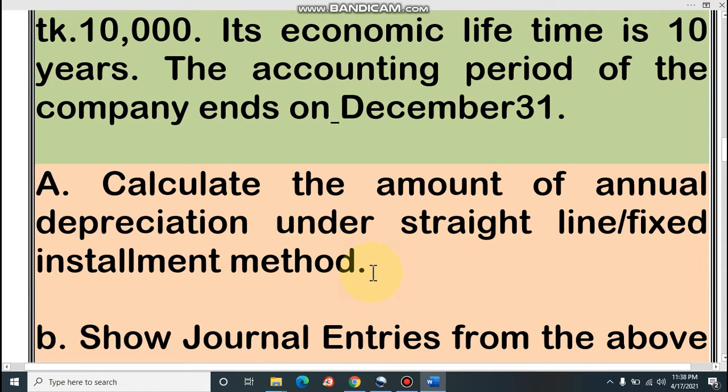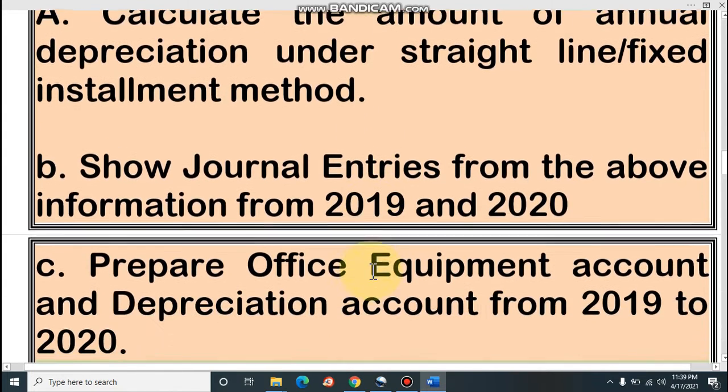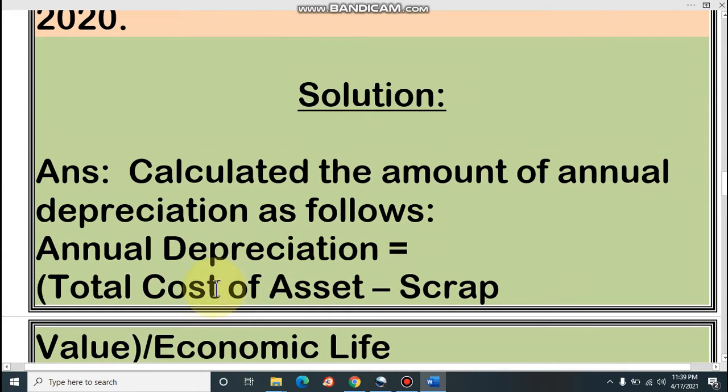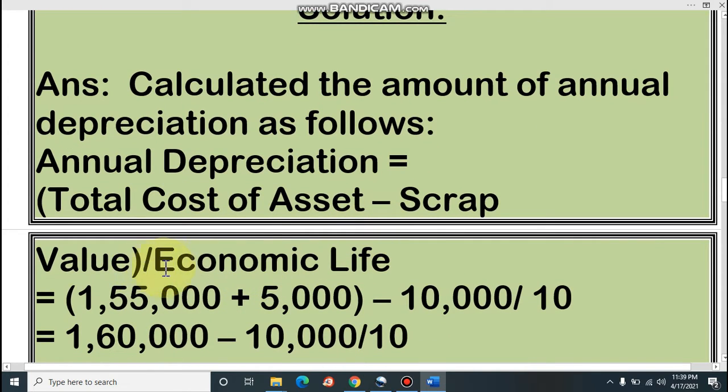All of you know how we can calculate the rate and the amount of depreciation in the straight line method. Annual depreciation equals total cost of asset minus scrap value, divided by economic life.